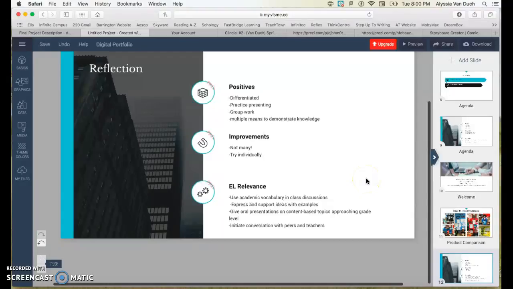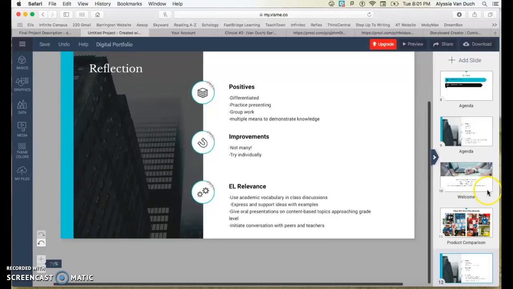The positives of this lesson was that it was highly differentiated. The students had to practice presenting. There was group work. There was multiple means to demonstrate knowledge. If they didn't feel comfortable presenting, they could create a Flipgrid that helped them feel more comfortable organizing their thoughts. In terms of improvements, I didn't really see much that needed to be improved. I thought it was really nicely organized, and flowed nicely throughout the lesson.